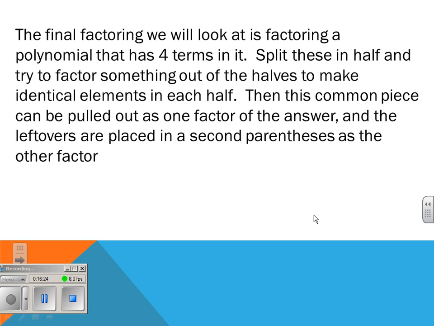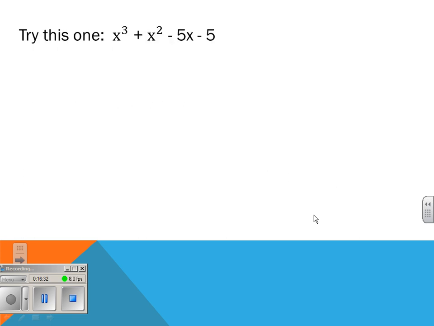The very last factoring that we're going to take a look at is when you have 4 terms in your polynomial. If you think back, you did this factoring by grouping back in Algebra 2 as well. The dead giveaway when you need to use this method of factoring is when you've got 4 pieces. So write this example down. x cubed plus x squared minus 5x minus 5. I even physically draw the line down the center.